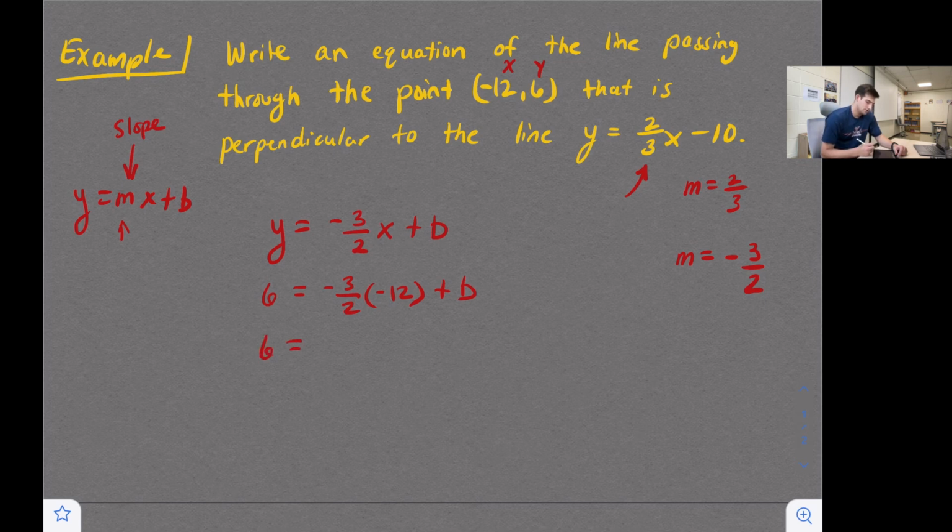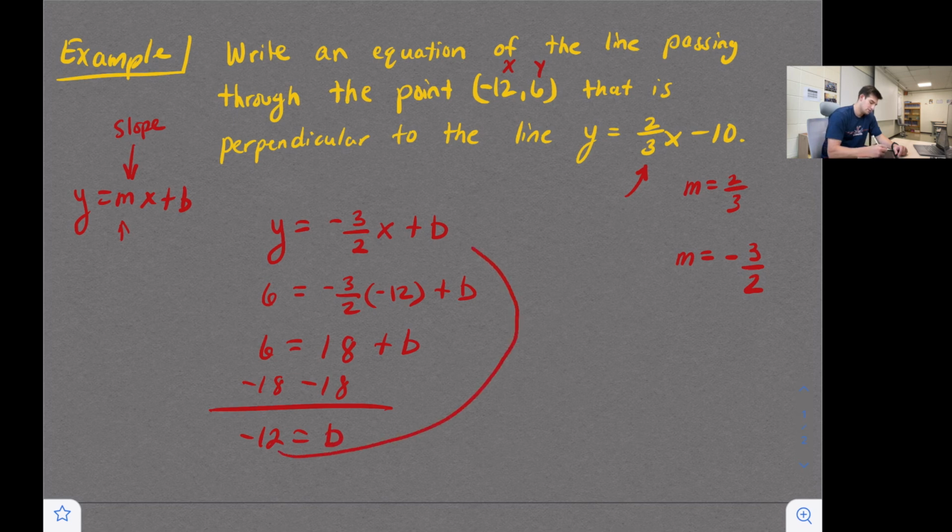So we do -3/2 times -12. So negative times a negative is a positive. This would be 36/2, which is 18. And now we subtract 18 from both sides, and we get -12 is equal to b. And so now we can take this value, -12, and plug it right there in for our variable b, and we have our perpendicular line.